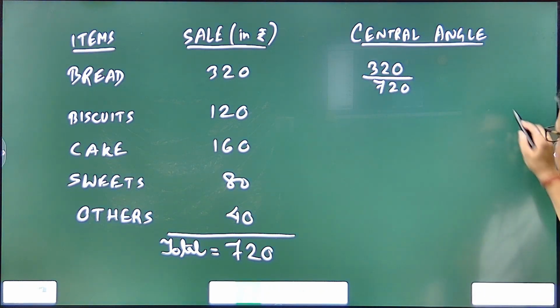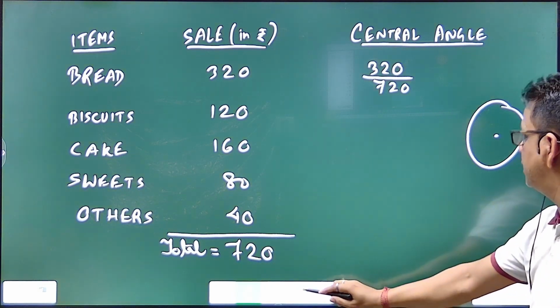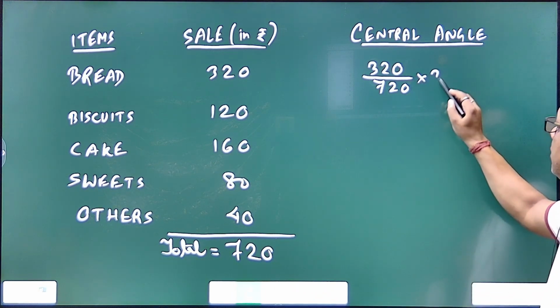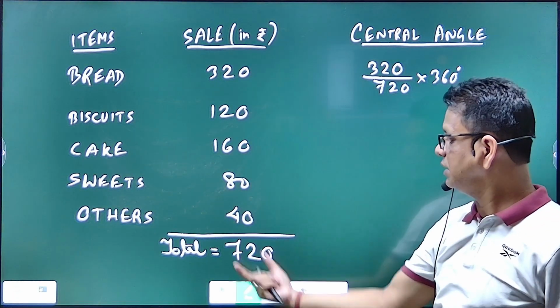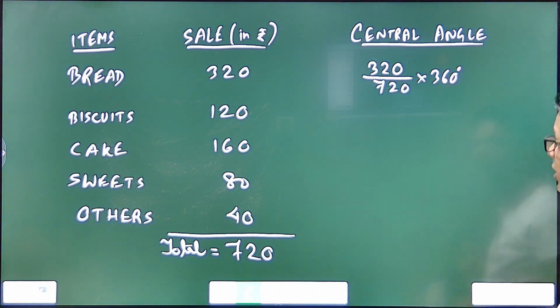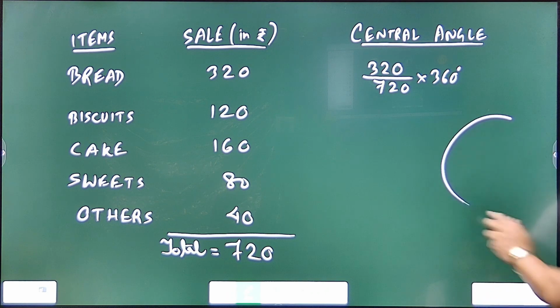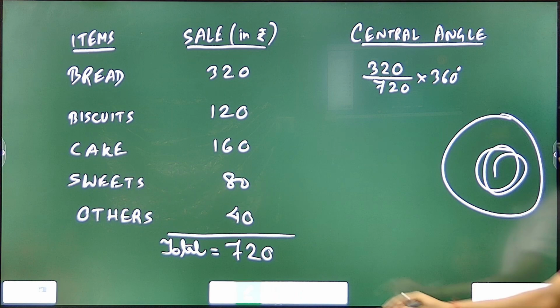Now, central angle means in the circle how much angle they make. Total angle is how much? So out of 360, how much portion it covers? That is actually the central angle. So to get the central angle, out of the total angle how much? So we have to multiply. This is the simple method. The sale is 320, out of total sale 720, need to multiply by 360 every time. Why 360? Because out of that 360 degrees, bread covers how much angle? That is the central angle, right?